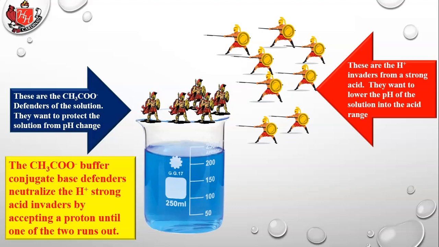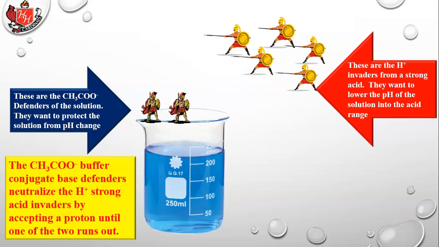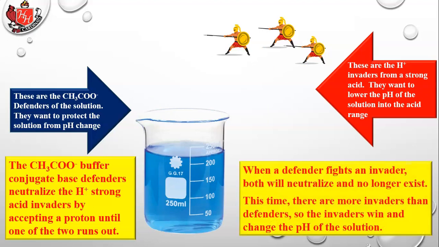the two runs out. So now they're going to go to battle again, and those two neutralize, those two neutralize, those two neutralize. When a defender fights an invader, both will neutralize and no longer exist. This time, there are more invaders than defenders, so the invaders win and the pH of the solution changes.